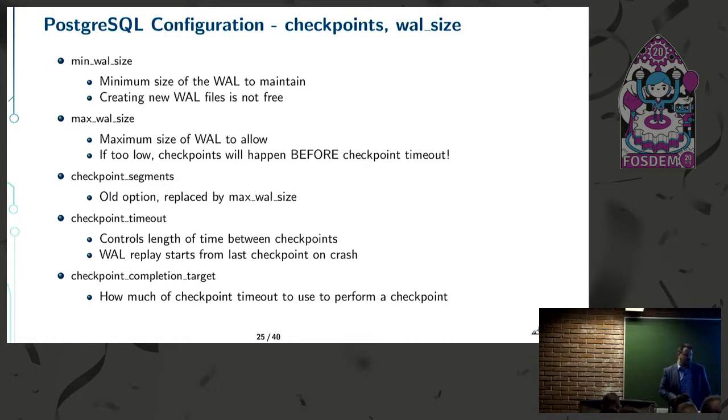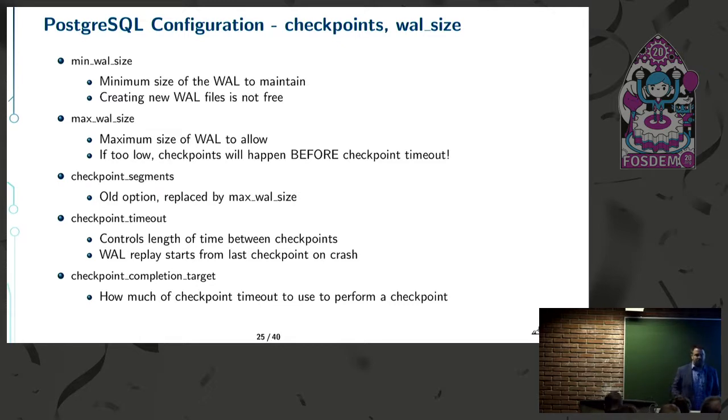All right, checkpoints and wall size. So min wall size and max wall size are also things to think about. Basically, wall size is how much disk space the system can use for the write-ahead log, right? And if it's too low, checkpoints will start happening before the actual checkpoint timeout.